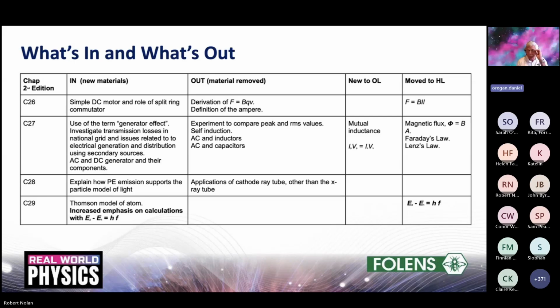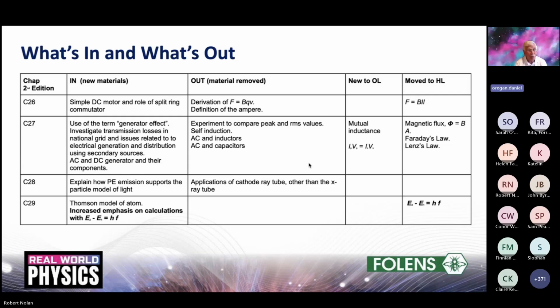Now, the concept of magnetic flux as phi equals BA, that has moved to higher level. So ordinary level pupils will have no need to do calculations with that. However, in the specs in one place, the word flux is used in ordinary level material, but they don't mean it in the mathematical sense. When they said the changing magnetic flux for ordinary level, that would just be a changing magnetic field. Faraday's law and Lenz's law are gone from ordinary level. They've moved to higher level.